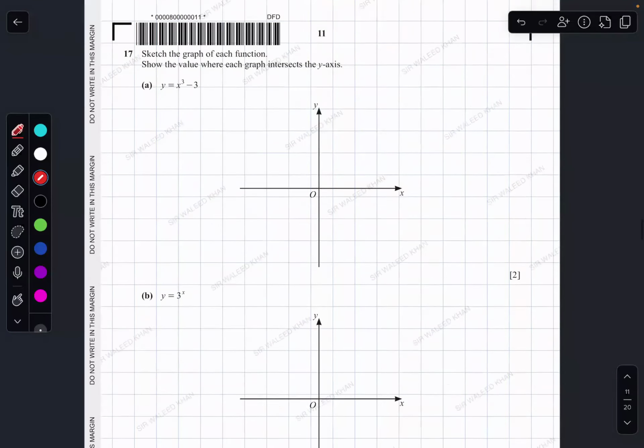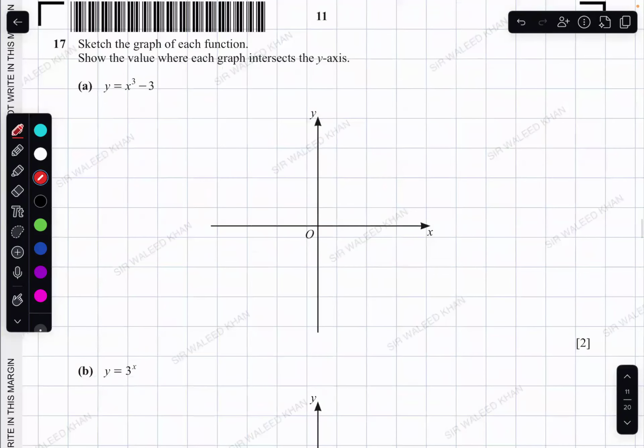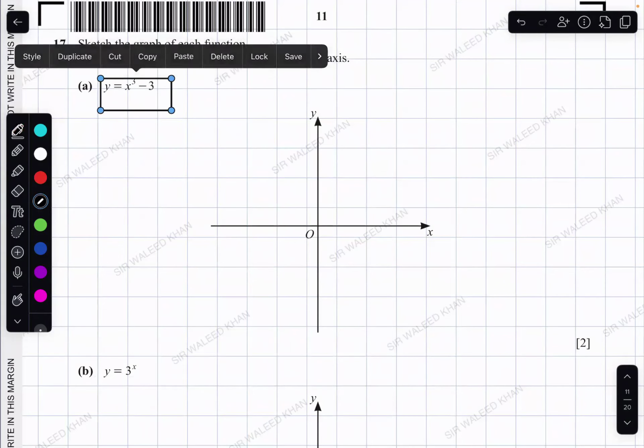Okay, next question number 17. Sketch the graph of each function. Show the value where each graph intersects the x-axis and y-axis. They specifically emphasized the y-axis, and it's a sketch. So you should know the shape of the graph. This is a cubic graph, right? It's a cubic graph.